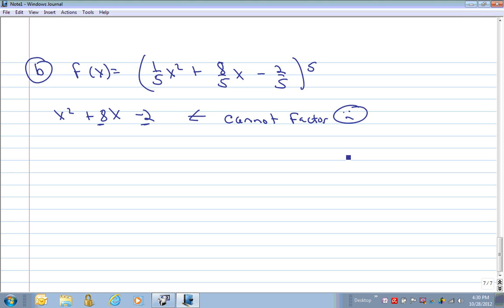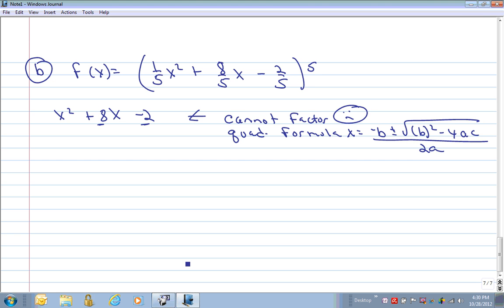Makes me a little sad, a little worrisome, but I have an alternative. I can use the quadratic formula, which we all know is x equals negative b plus or minus the square root of b squared minus 4ac all over 2a. So we'll use that quadratic formula and we'll get a little practice on that. So in this particular equation, our a value is 1, our b value is 8, and our c value is negative 2.